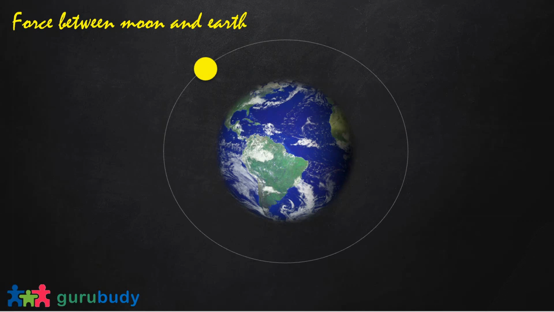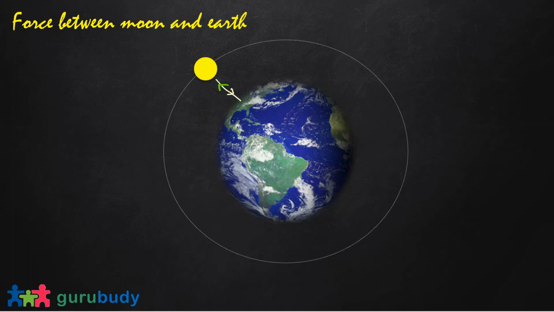So in the example we discussed about earth and moon, there is a force which is pulling the moon towards the earth. And we know from Newton's third law that to every action there is an equal and opposite reaction. There is always a pair of action and reaction forces. So if the moon is getting pulled towards the earth, then the earth should also be getting pulled towards the moon, right?